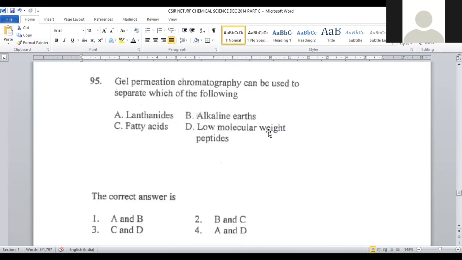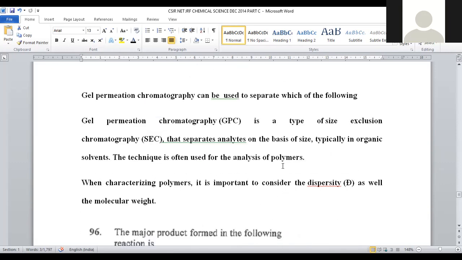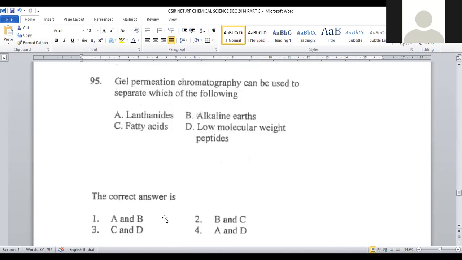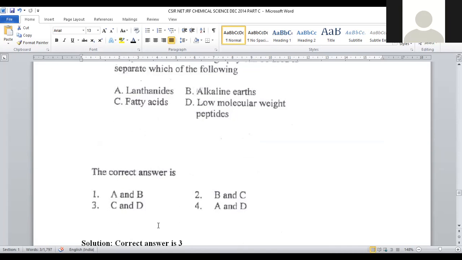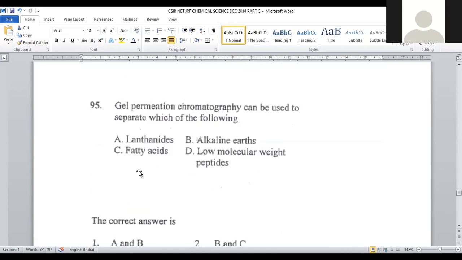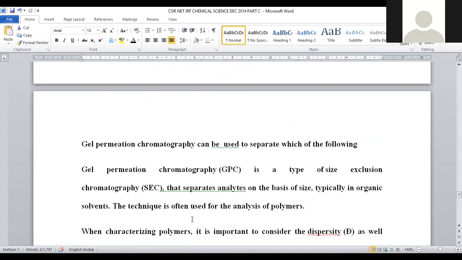So that's the reason why we mentioned the molecular weight of the polymer. Being a peptide is a polymeric substance. Even fatty acids, you can say, are polymeric substances. So polymers can be easily analyzed by using this gel permeation chromatography method. When characterizing polymers, it is important to consider dispersity as well as molecular weight. So that's the reason why the correct answer for gel permeation chromatography will be fatty acid and low molecular weight peptide. These two are available in option number 3. For question number 95, option number 3 will be the correct answer.